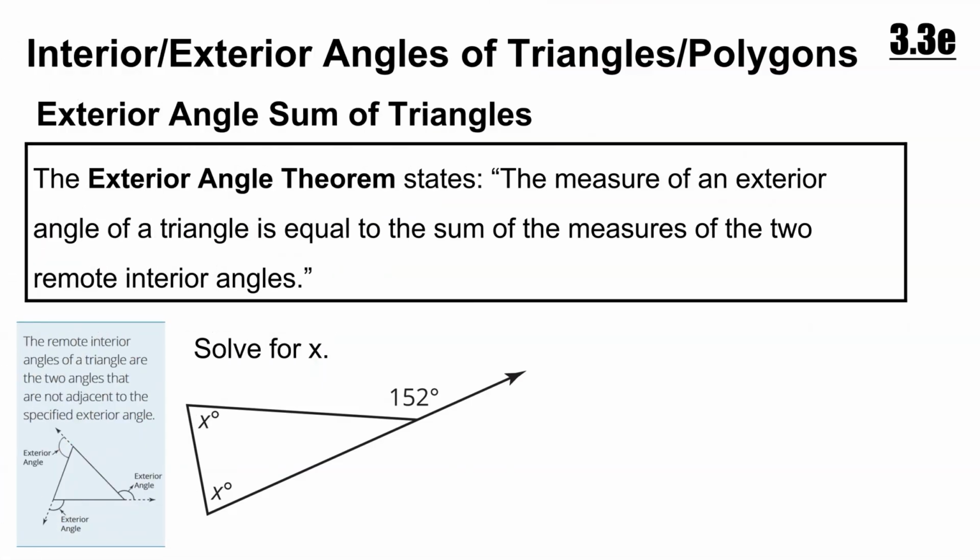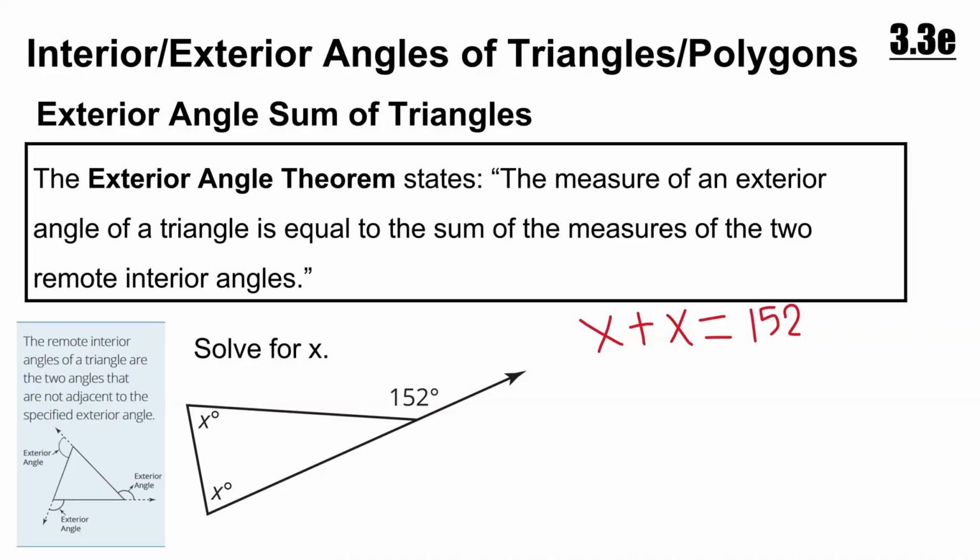Recall that the exterior angle theorem states the measure of an exterior angle of a triangle is equal to the sum of the measures of the two remote interior angles. The problem below asks to solve for x. To solve for x, use the exterior angle theorem to write the equation x plus x equals 152.